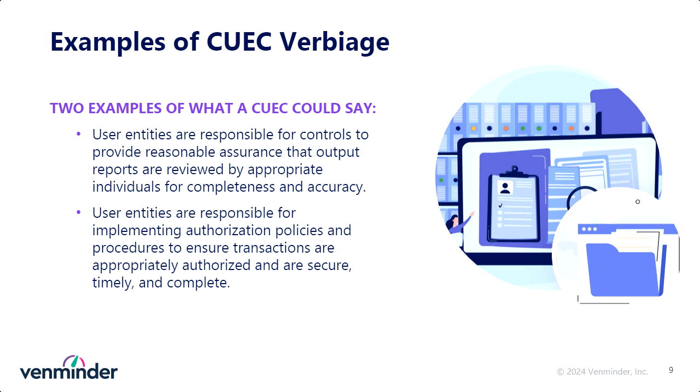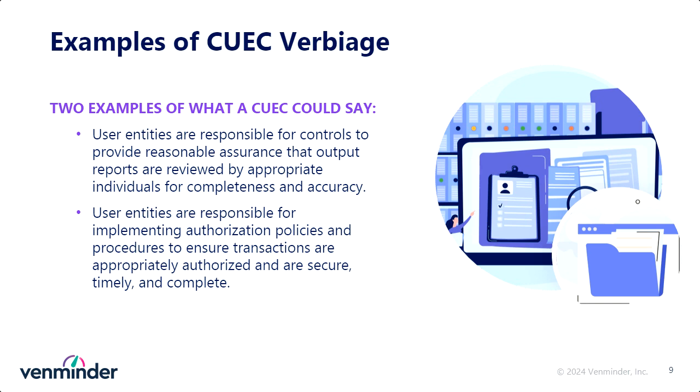The second one, user entities are responsible for implementing authorization policies and procedures to ensure that transactions are appropriately authorized and are secure, timely, and complete. That one's pretty self-explanatory. And again, it's really just saying, hey, these are the things that are in your control. So we would expect you to have controls in place to make sure that that happens in order for our product or service to operate effectively.